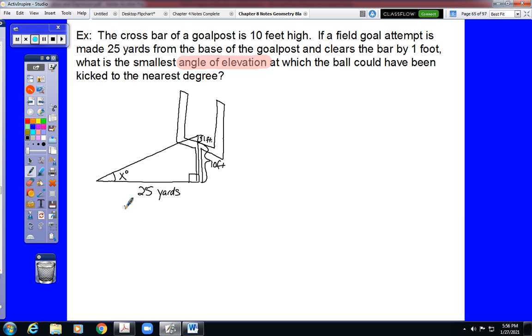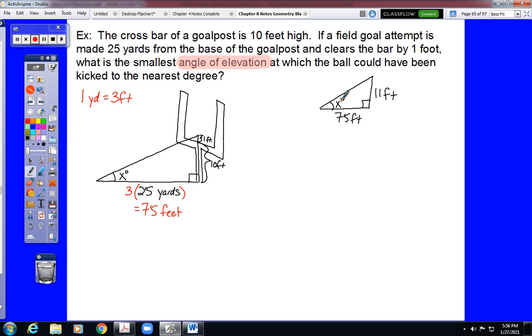Now, a couple of things. One, we cannot do this problem with one measurement in feet and the other measurement in yards. So what we have to think to ourselves is that 1 yard is equal to 3 feet, and we have to then take 25 times 3, which is 75 feet. We need both measurements in the same unit. So again, we take away all the bells and whistles here, and what we're looking at is a right triangle with a height of 11 feet, a base of 75 feet, and we're being asked to find this acute angle at the base.